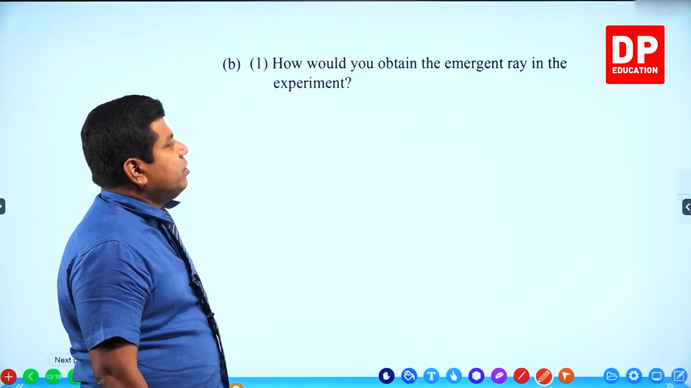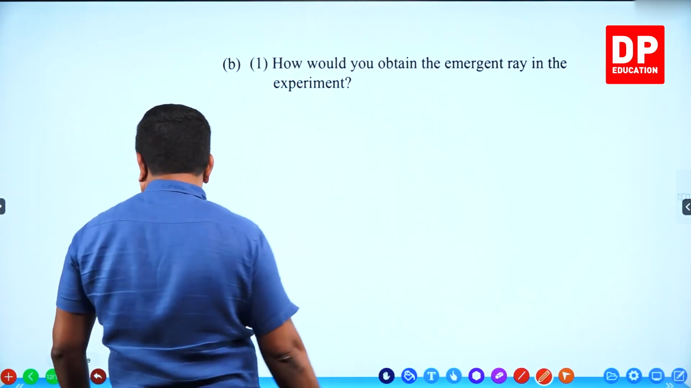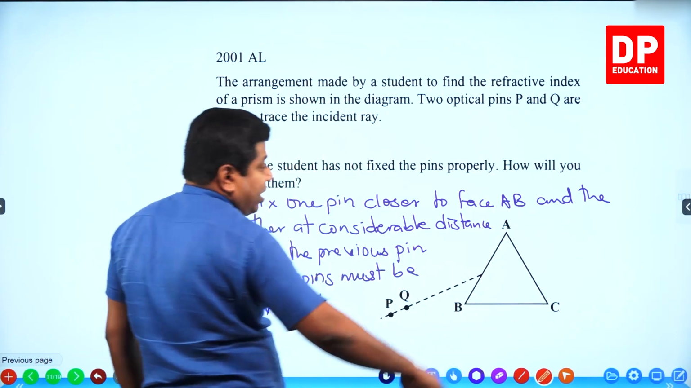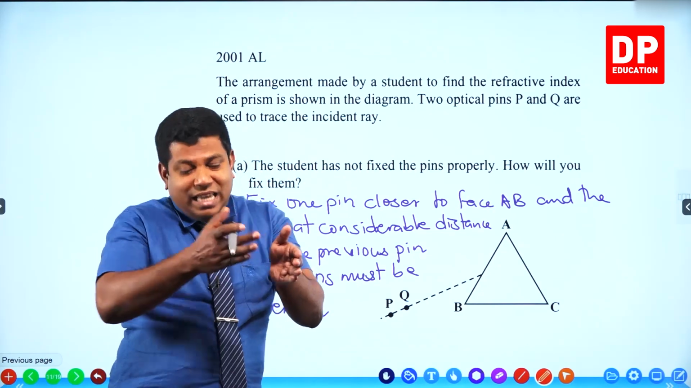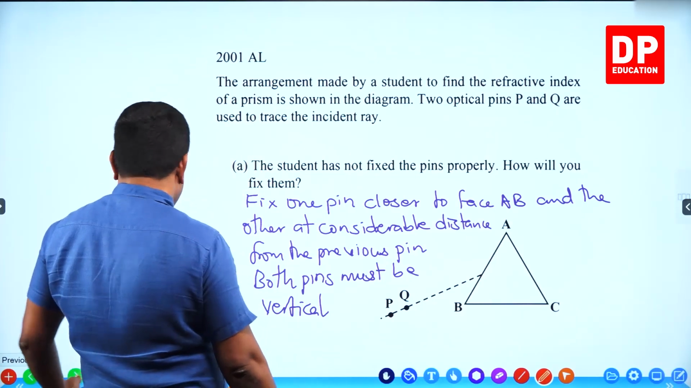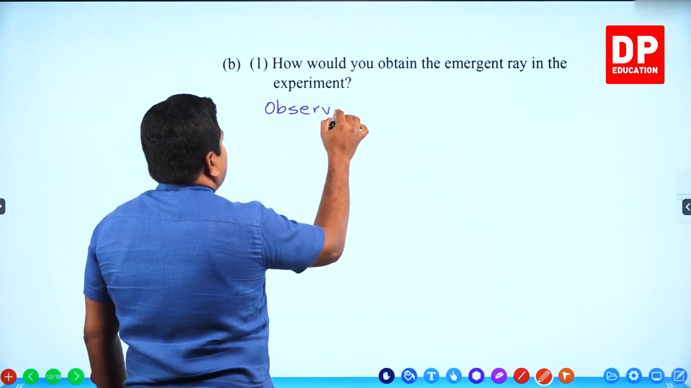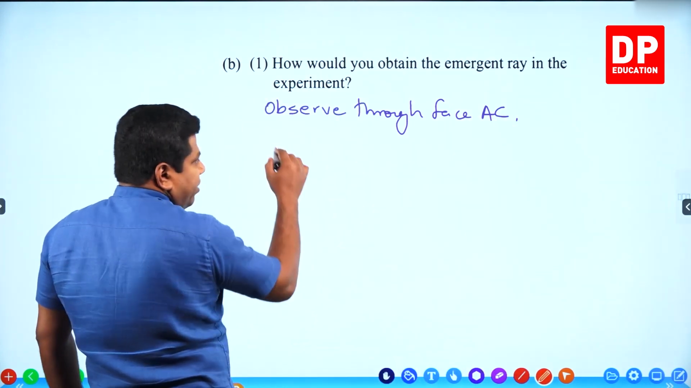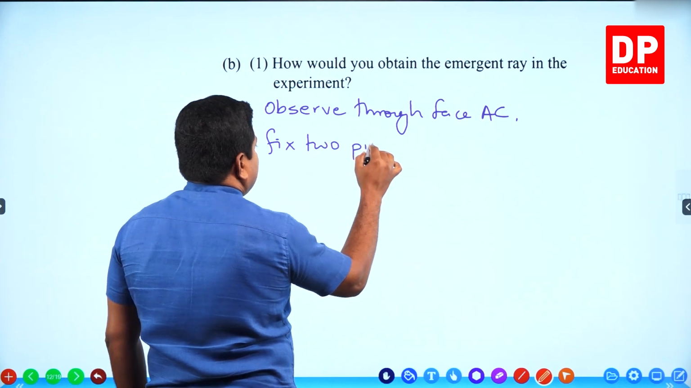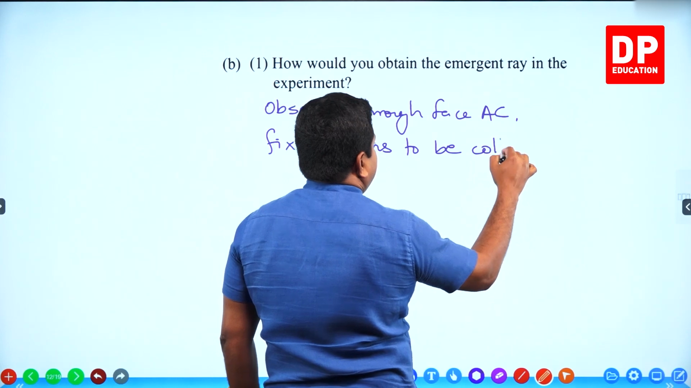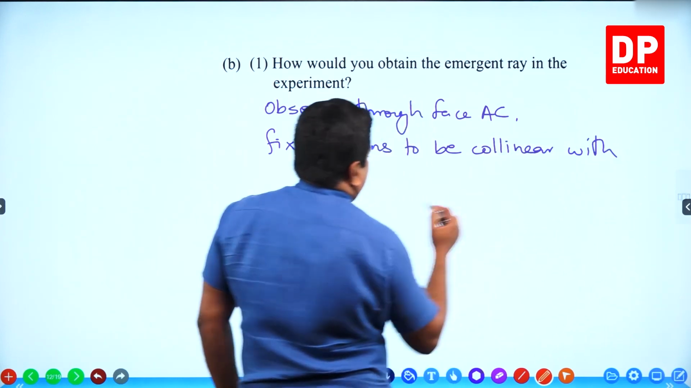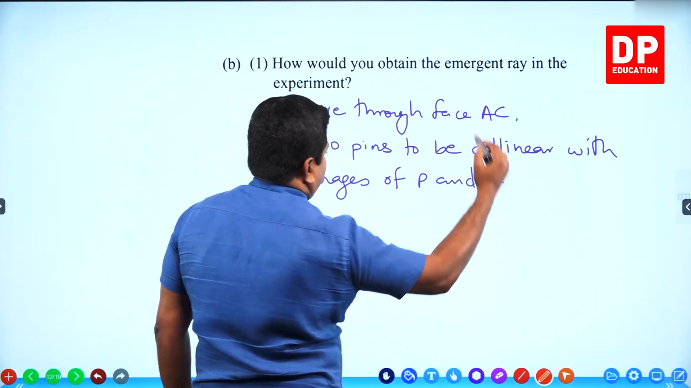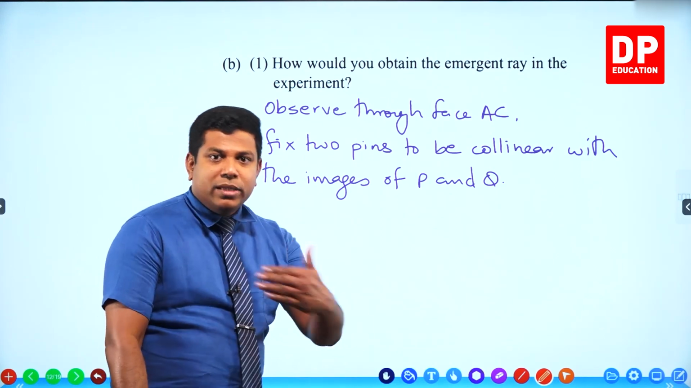Next, how would you obtain the emergent ray in the experiment? Look at this. You have to observe from AC. You will see the images of P and Q. Bring them collinear and fix another two pins to be collinear with those two images. Observe through face AC. Fix two pins to be collinear with the images of P and Q. Right? Draw a line connecting the new pins. That should give you the emergent ray.